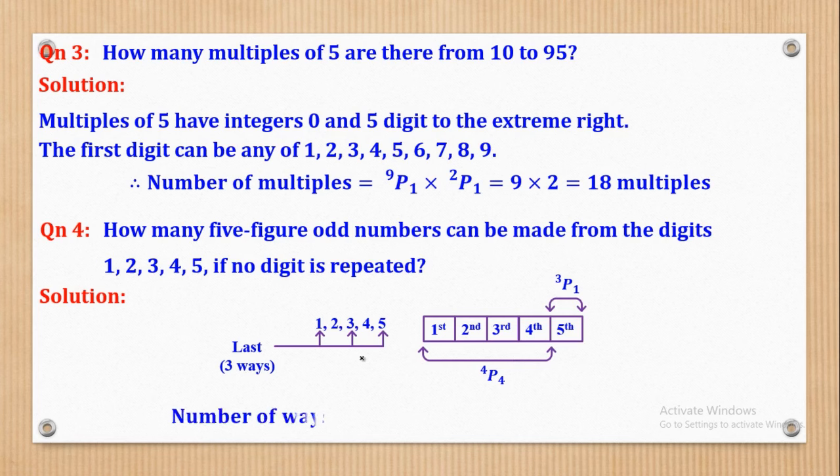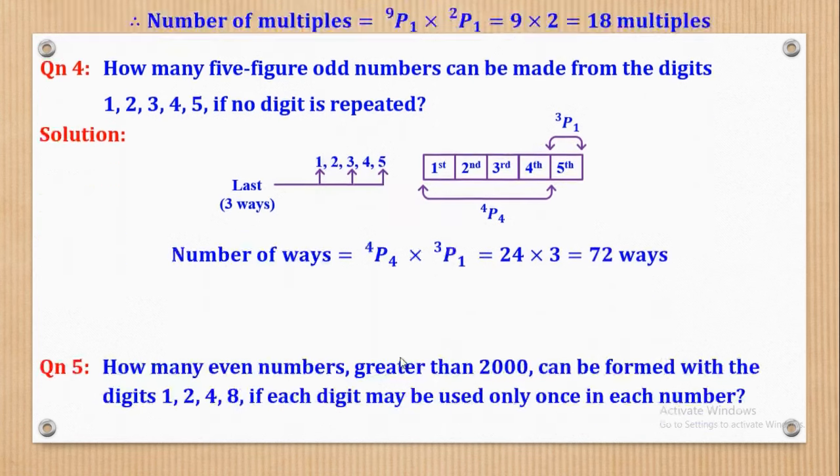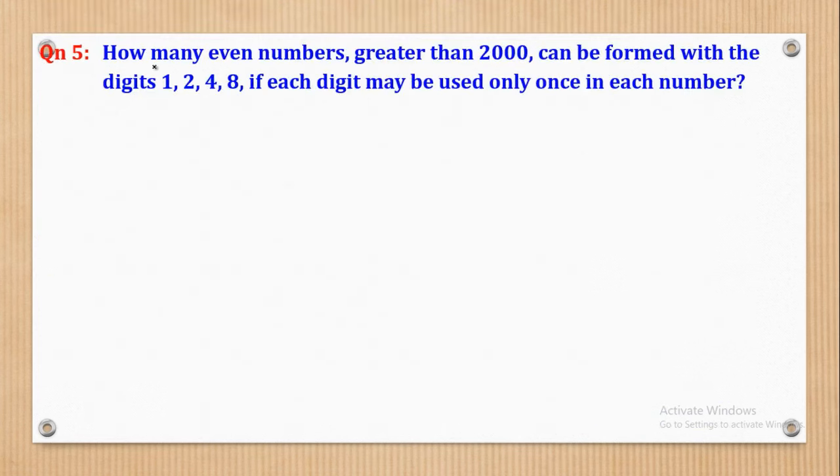And when I multiply the 2, I'll come up with the required number of ways as 72. Then question 5 says, how many even numbers greater than 2000 can be formed with the digits 1, 2, 3, 4, 8 if each digit may be used only once in each number? So there shall need also an illustration. So we have, these are the numbers here.